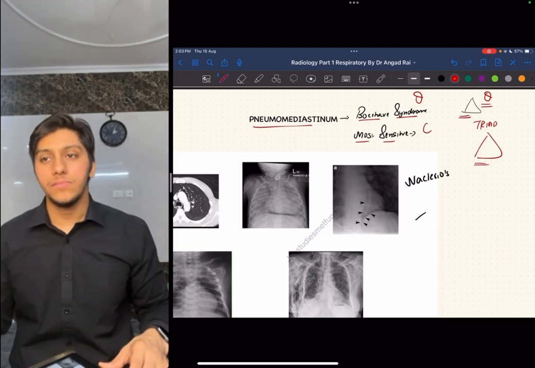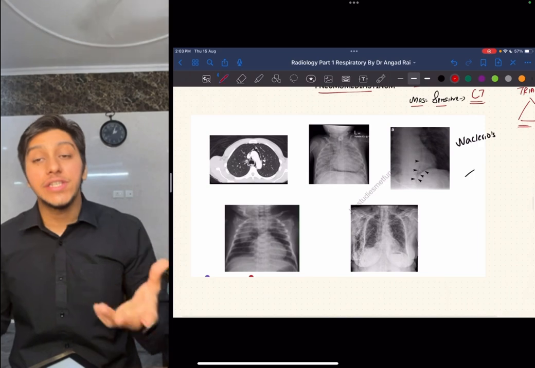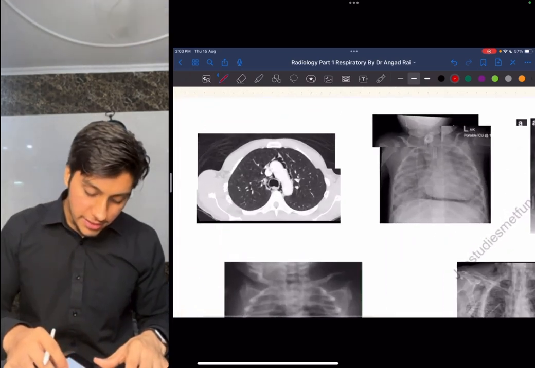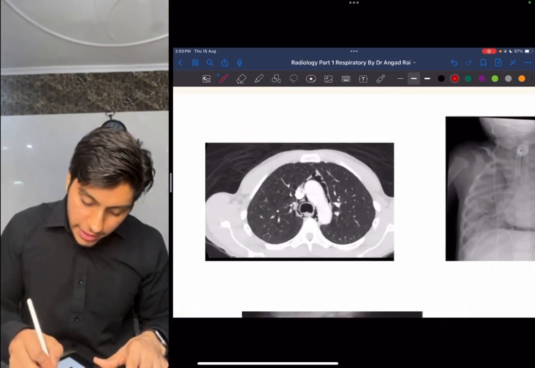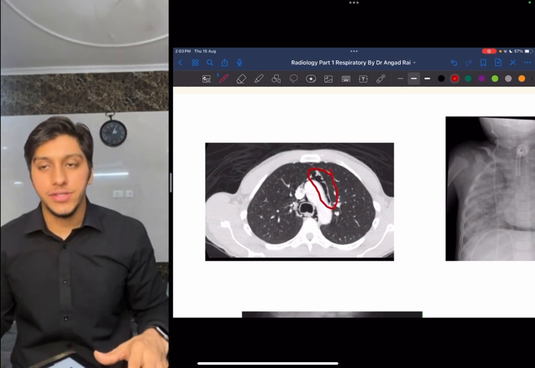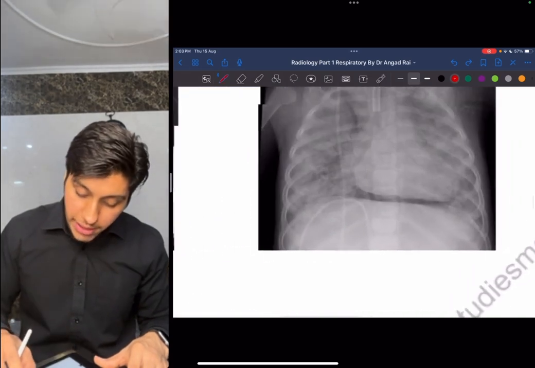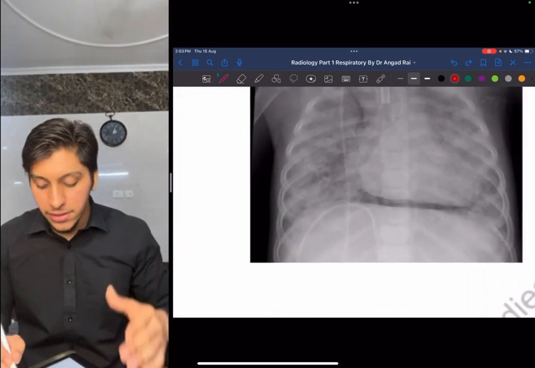Okay. Next thing you guys need to know is what features you see in pneumomediastinum. So again, this is going to be a CT scan. Over here you can clearly see air along the arch of the aorta. So this is air over here. So this is pneumomediastinum.